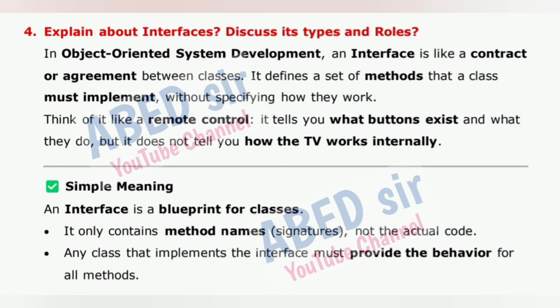Think of it like a remote control. It tells you what buttons exist and what they do, but it does not tell you how the TV works internally. Simple meaning. An interface is a blueprint for classes. It only contains method names and signatures, not the actual code. Any class that implements the interface must provide the behavior for all methods.